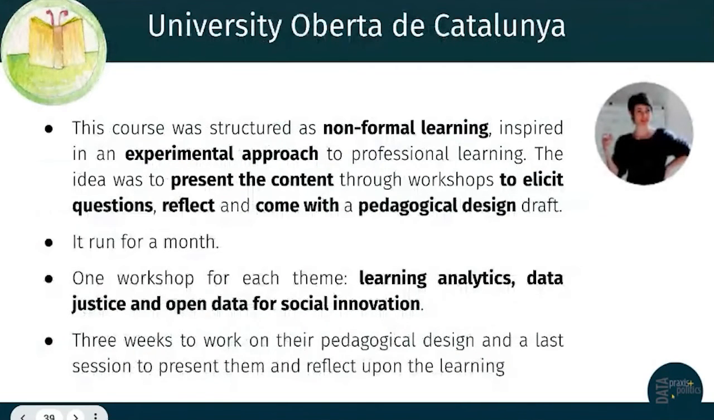And we also had something at the Open University of Catalonia. This was a more non-formal learning approach because there was no possibility to do a formal accredited professional development. So it was very much an experimental approach where we presented the content through workshops, again with materials and generative questions. Then the participants reflected on this, had some time off, came back and thought about pedagogical designs that could use the content they were exposed to.